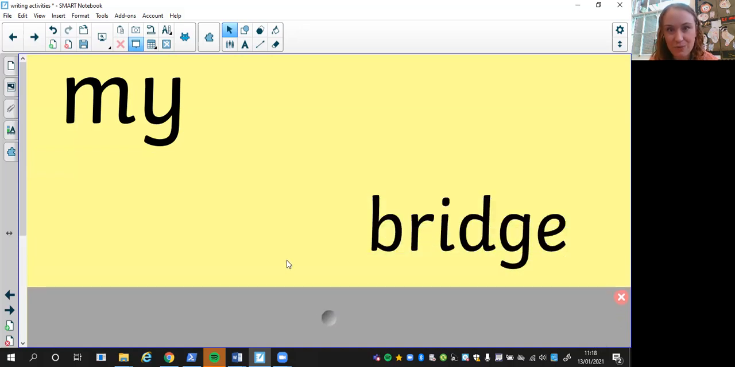I wonder if you can read that word. You've seen it a lot this week. Do you know what it says? What sound does it start with? Think about what we've been learning about. Can you make a clever guess? That's right, it's the word bridge.